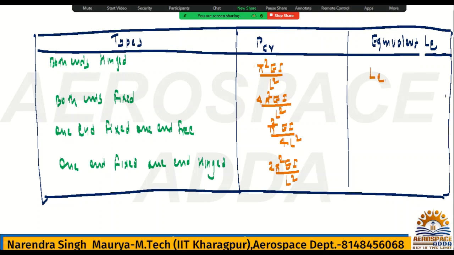What is the equivalent length? For this case, LE is equal to L. What is the LE here? LE is equal to L by 2. What is the LE here? It is 2L. What is the LE here? It is L by root 2. Need to remember this. It's very important. All right. Okay.